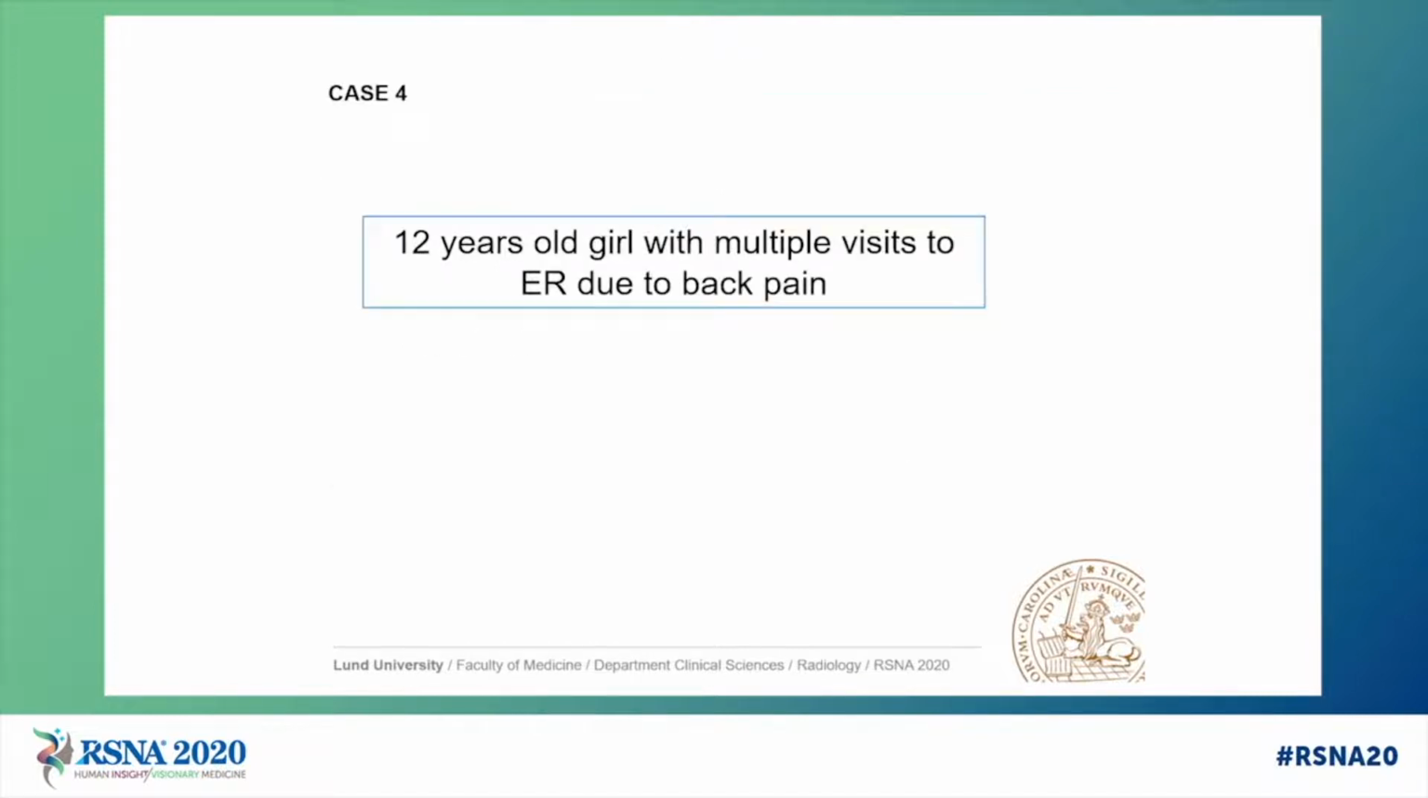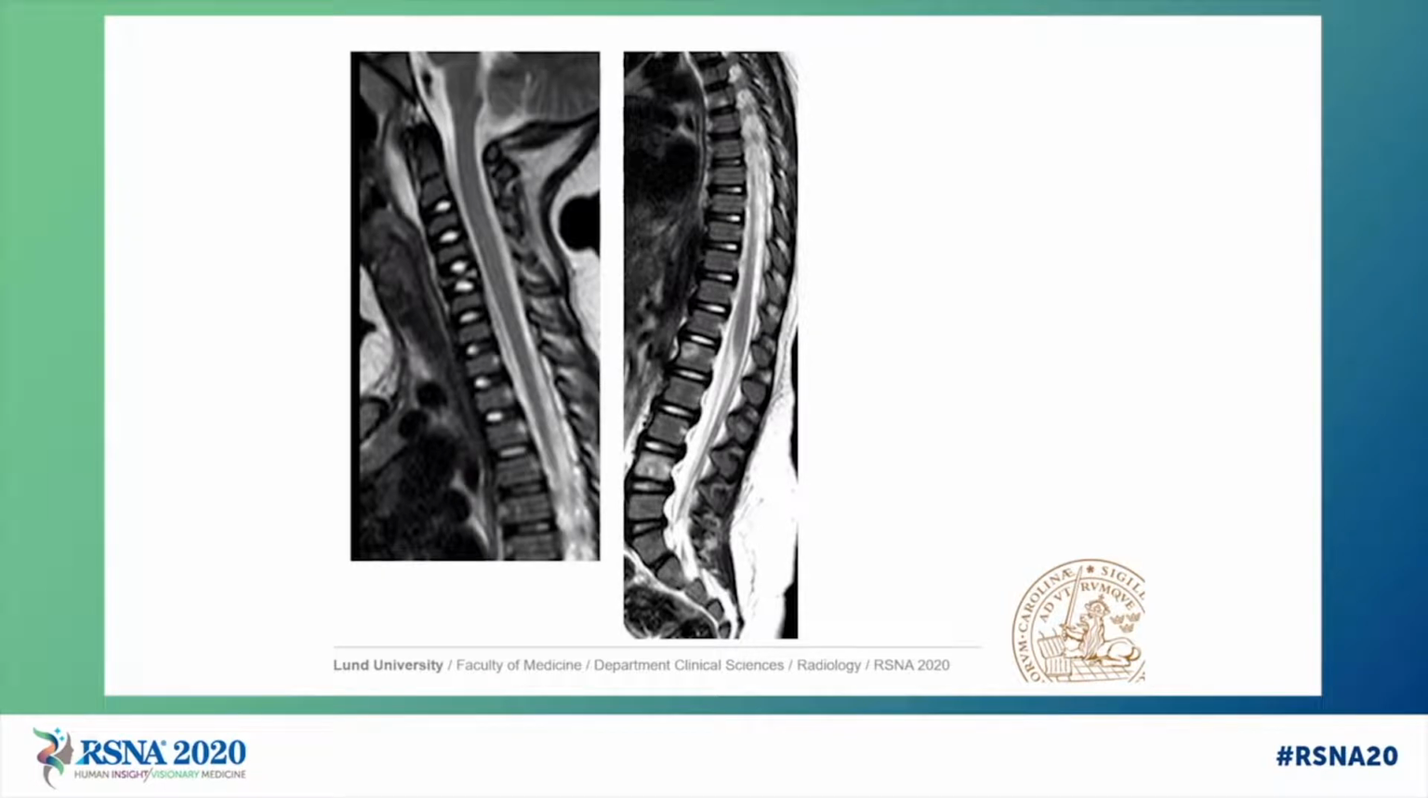Let's go to case number 4. A 12-year-old girl with multiple visits to the ER due to back pain. Here we have sagittal T2-weighted images of the spine. And as you can see, there are multiple foci within the vertebral bodies in the lumbar and lower thoracic vertebrae, as well as a vertebra plana of the C5 vertebral body.